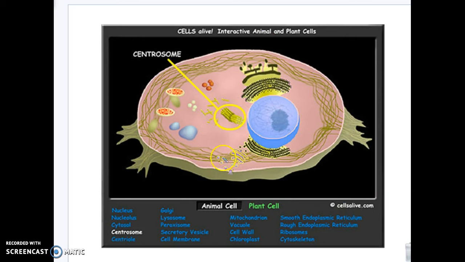The next thing that you have to understand is the cytoskeleton, and this is the cytoskeleton. It's kind of weird that a tiny little cell would have a skeleton, but they're made up of microtubules. So tubules, long tube, micro means tiny. So tiny tubules make up the cytoskeleton, and that helps to give the cell some structure, just like a skeleton in our bodies gives us some structure.